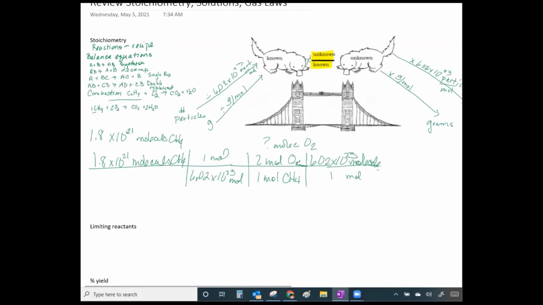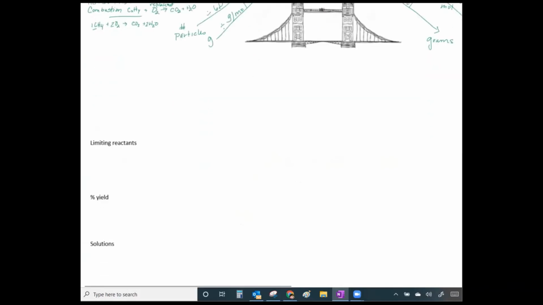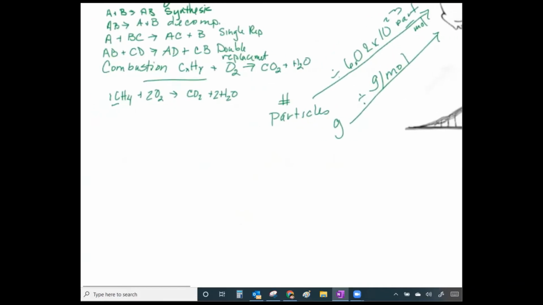Okay. Questions about that? I'm going to come back to this. We're not done filling this in. We're going to come back when we get to molarity and when we get to gases. So hold that thought.